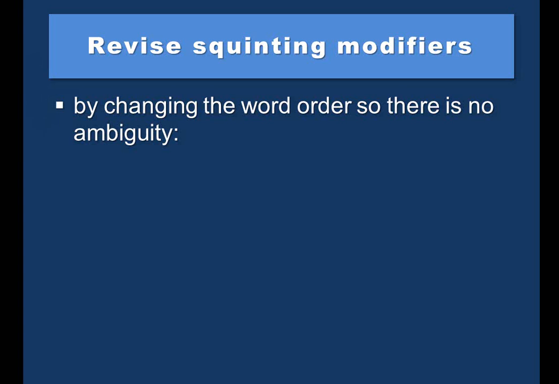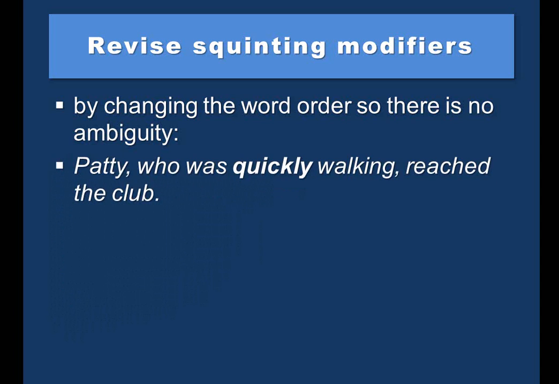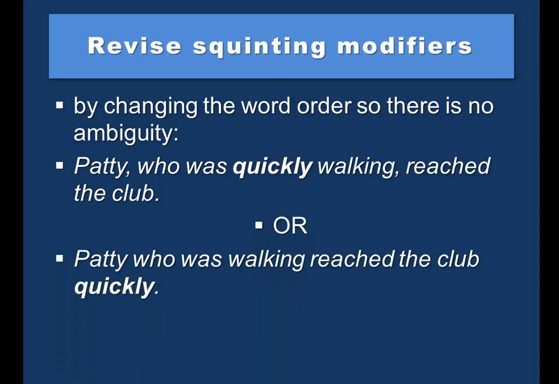So Patty, who was quickly walking, reached the club. That's one way. Now here in this sentence, if you can notice, there is no ambiguity. Quickly refers to walking only and that does not refer to reaching the club. Or you could also say, Patty, who was walking, reached the club quickly. In this case, if quickly is coming at the end, it modifies reaching and not walking.